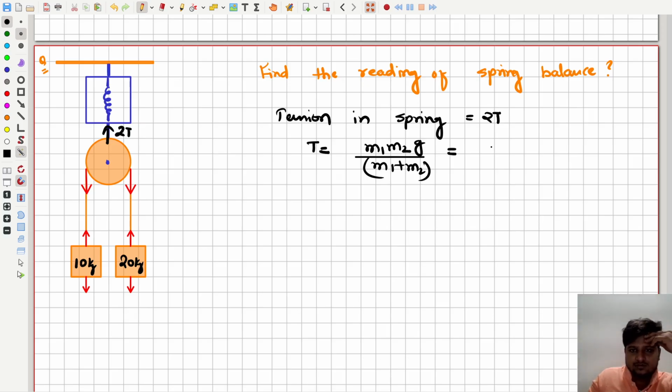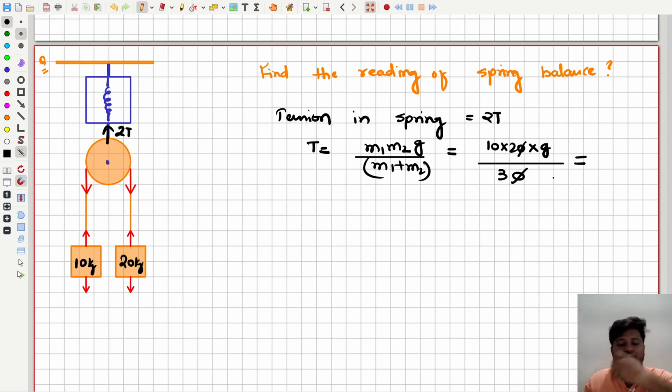My answer is coming, yes. 800 by 3. Let me check. M1 plus M2 is how much? 30. This cancels. I think it is twice M1 M2 g by M1 plus M2. So this is how much? 40g by 3. Reply me everyone, yes or no?